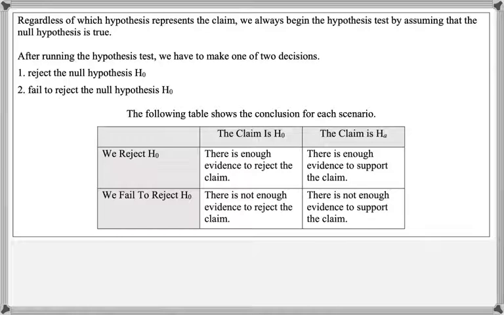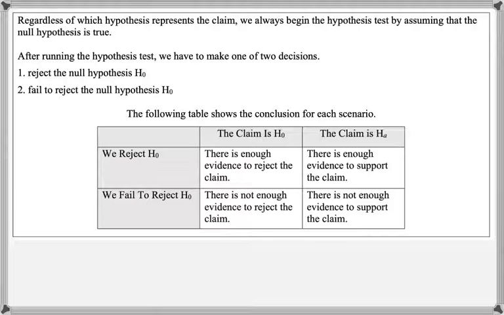Regardless of which hypothesis represents the claim, we always begin the hypothesis test by assuming that the null hypothesis is true. After running the hypothesis test, we have to make one of two decisions. We are either going to reject the null hypothesis, or we are going to fail to reject the null hypothesis. Now, the following table shows the conclusion for each scenario, and you'll see that the wording is very specific.